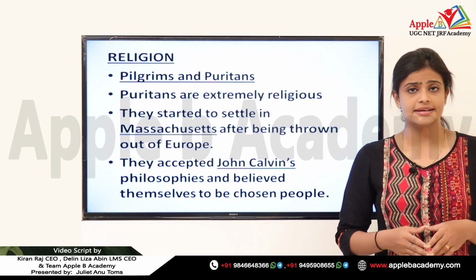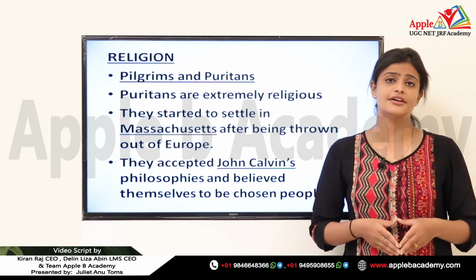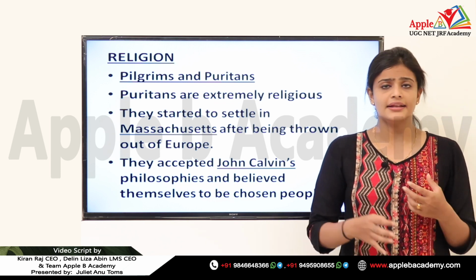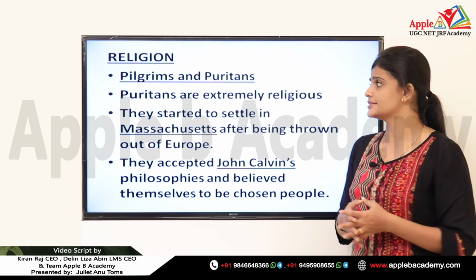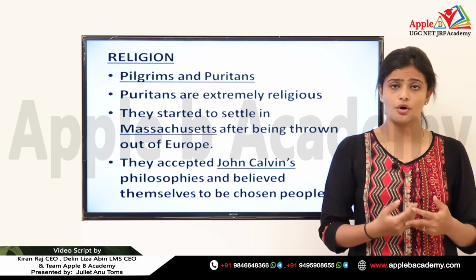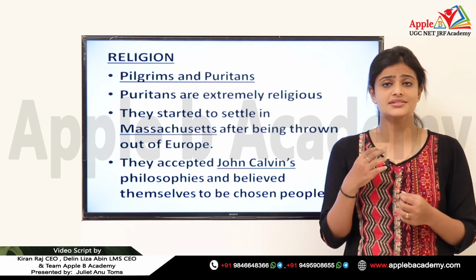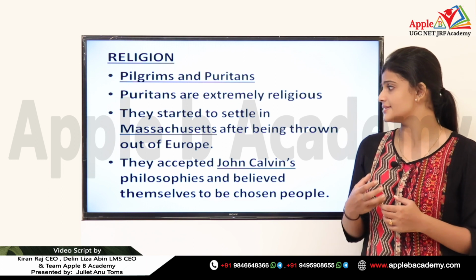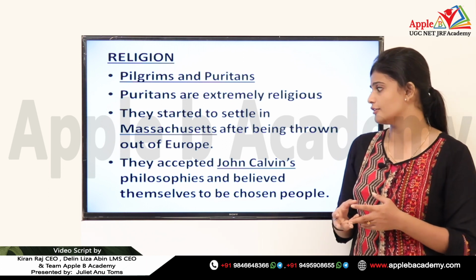And about religion, as I said earlier, America followed the path of multiculturalism, a melting pot system, and there were different types of religious people. One were the Pilgrims and the other were the Puritans. And we all know about the Puritans. They are extremely religious people, and they started to settle in Massachusetts after being thrown out of Europe.